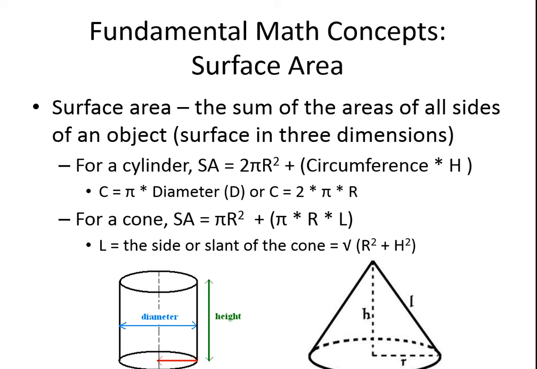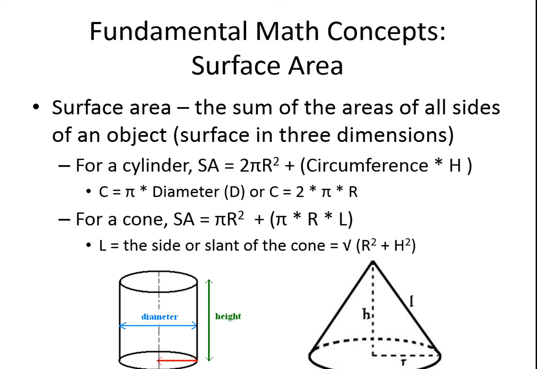And the circumference is just going to be that distance around the circle, because that's going to give us the long edge of one of our rectangle sides. And so there is an equation here for how to calculate the circumference. It is pi times the diameter, or pi times 2 times the radius, because the diameter is 2 times the radius.